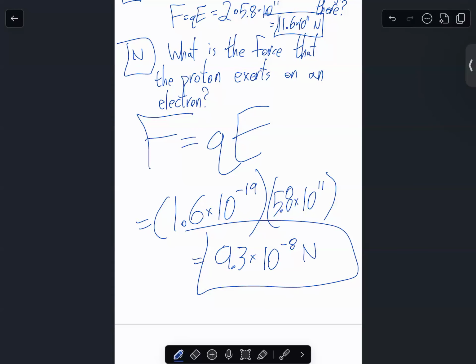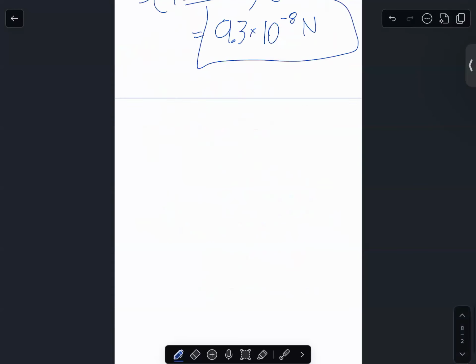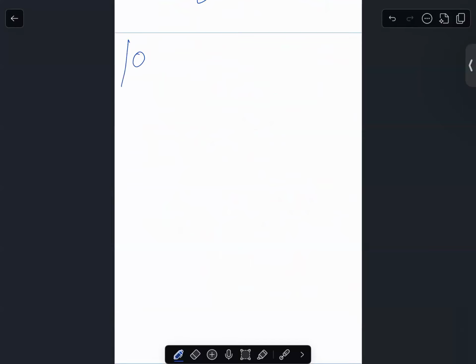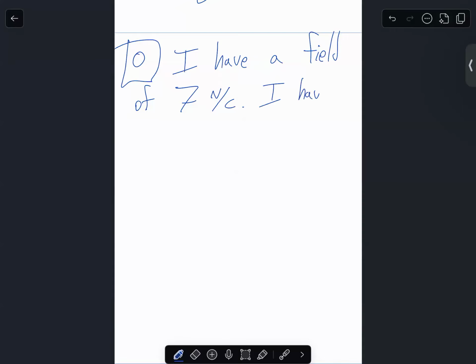Getting better, but we're still not there yet. I'm going to give happier numbers. I have a field magically made of 7 newtons per coulomb. I have a charge of 6 coulombs. What force does it feel?